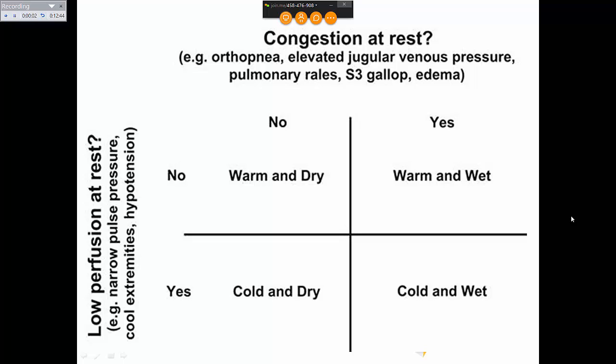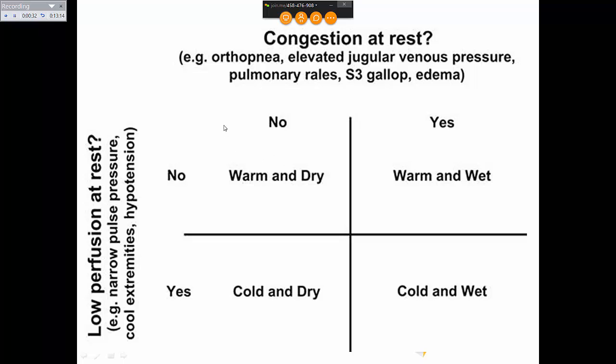The healthcare audience and the physicians in the group know this. This is basic med school stuff. How do you define heart failure? There's congestion at rest, yes or no, and then there's low perfusion at rest, or narrow pulse pressures, or hypotension, again yes or no. Depending on that, you classify it into warm and dry, warm and wet, cold and dry, cold and wet. This actually helps in guiding management also.